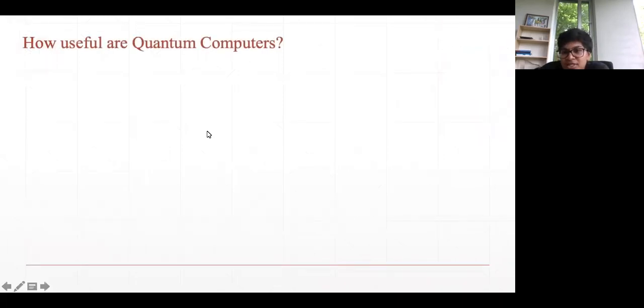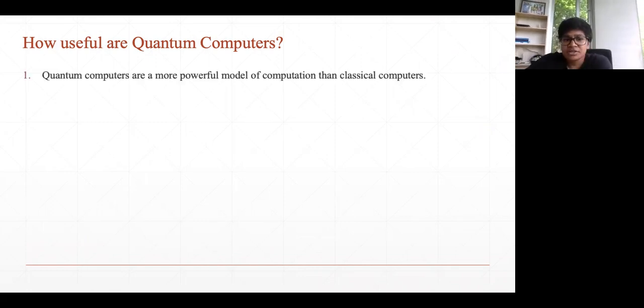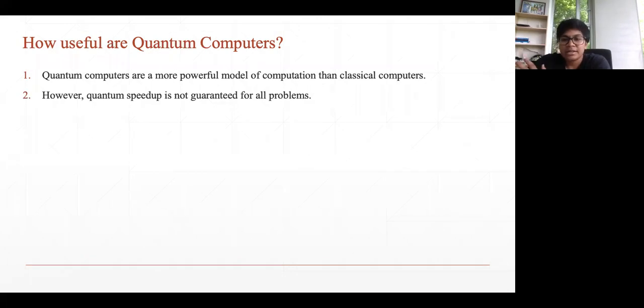Of late, a lot of money is going into quantum computing because for many computational problems, we have quantum algorithms that are faster than the classical counterparts. And rightfully so, because quantum computers are a more powerful model of computation than the classical computers. But the quantum speedup is not guaranteed for all problems. Let me give you some examples.